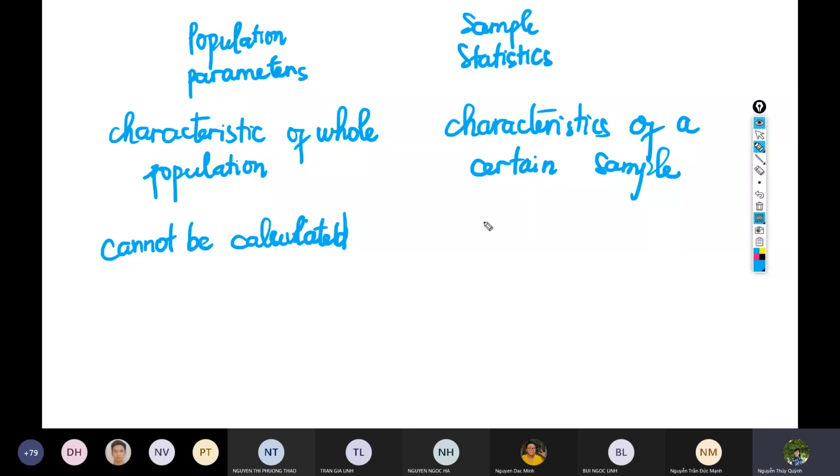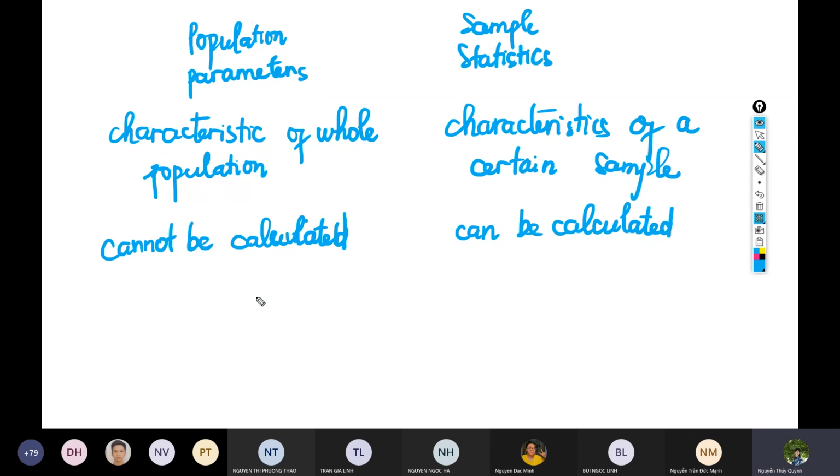And what about the sample statistic? Because the source of data is quite small, we can calculate exactly the value of the sample statistic. For the sample statistic, because we have the sample data in hand, we can calculate its exact value.